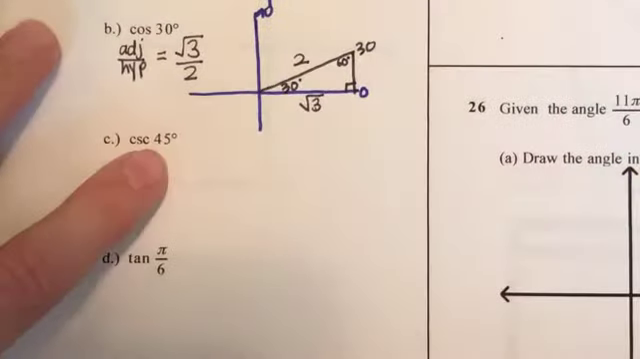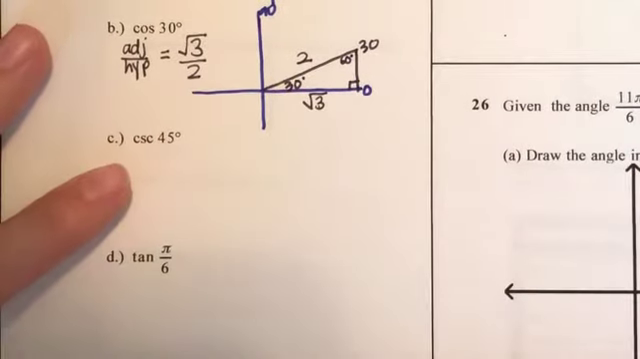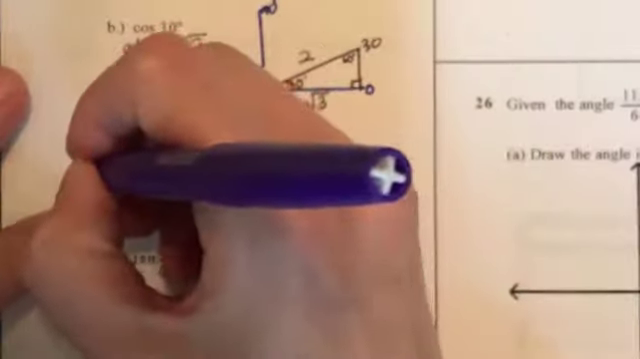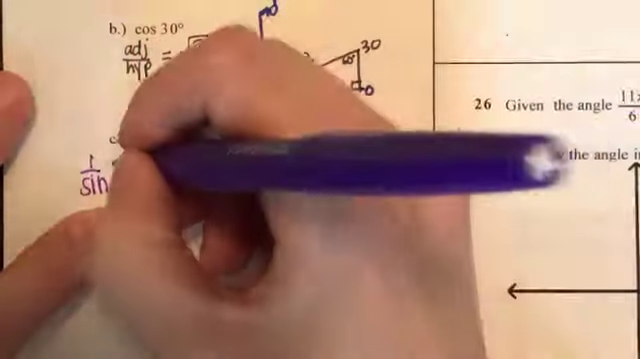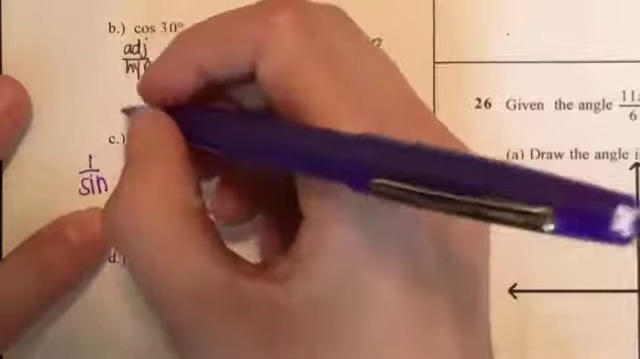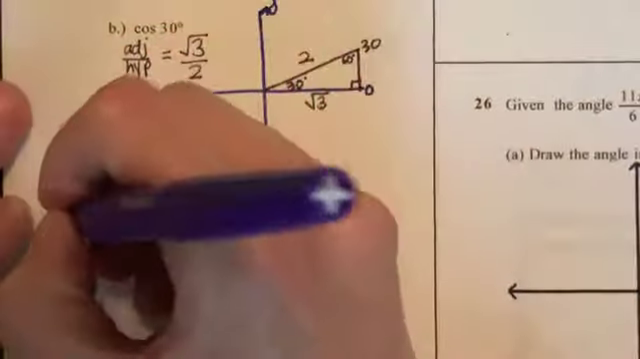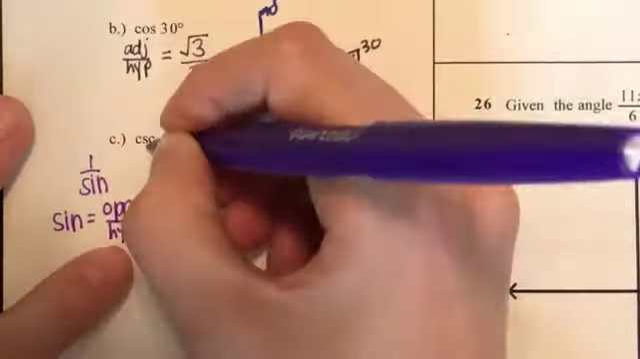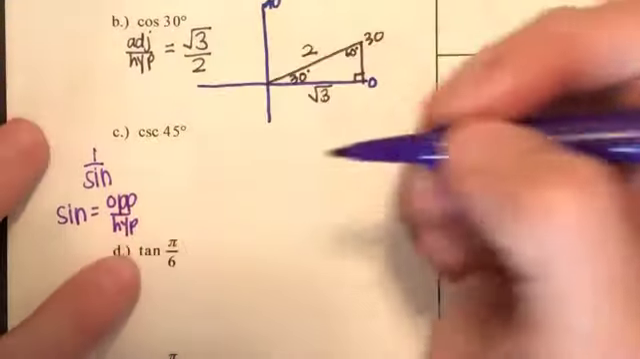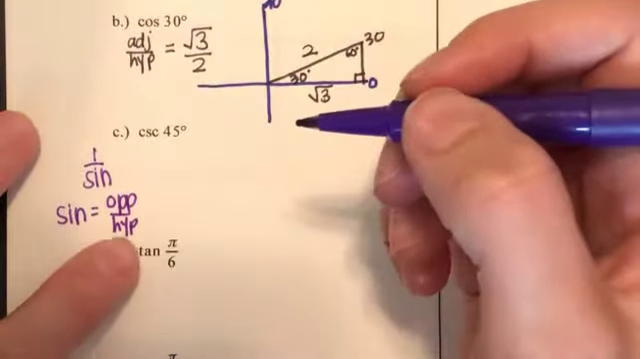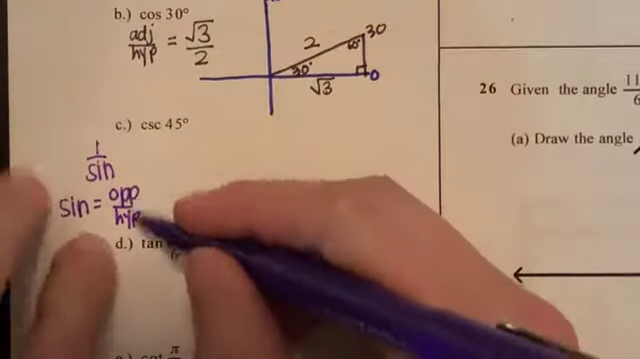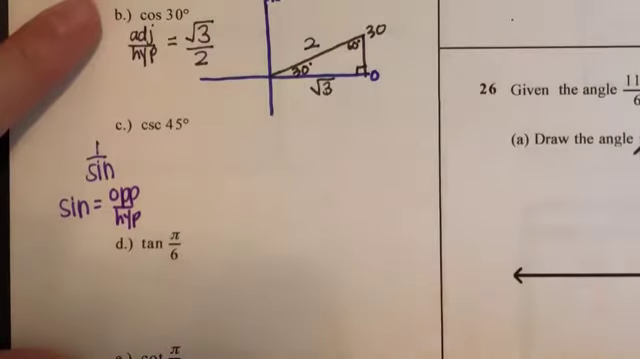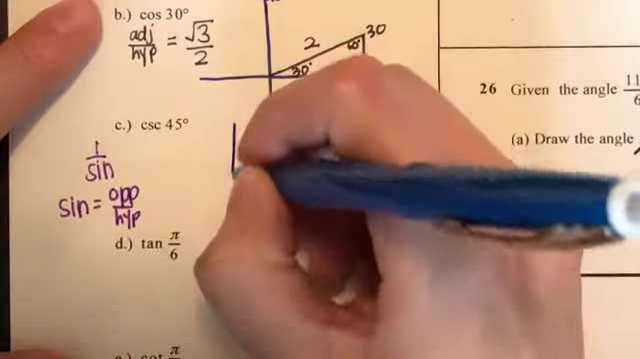Okay, cosecant of 45 degrees. We want to remember that cosecant is just going to be 1 over sine, or the reciprocal of sine. So if you guys want to write this down, sine is opposite over hypotenuse. So we know cosecant is going to be hypotenuse over opposite. So what I'm going to do is find sine of 45 degrees, and then do the reciprocal of that fraction.